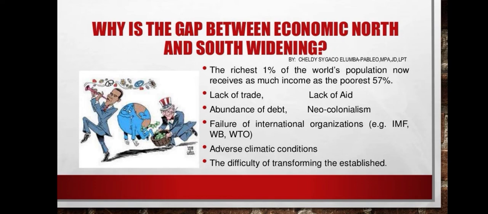Why is the gap between economic north and south widening? Why is it widening? Why does it not stop? The richest 1% of the world's population now receives as much income as the poorest 57%. Wow. This is the reason why the economy of the north and south keeps on widening, and the gap.